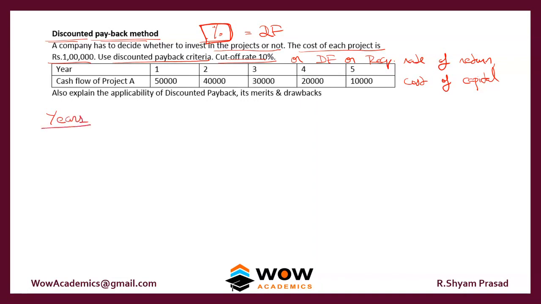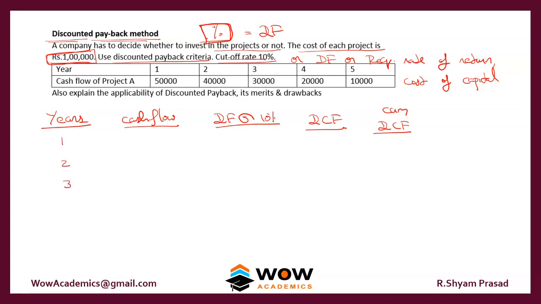So again, we have to start with years. Then we have to get the cash flow. Then we have to get the discount factor at 10%. Then we have to get the discounted cash flow. Then we have to get the cumulated discounted cash flow. Okay, so we don't need to do the full sum. Wherever we could end up with 1 lakh, that is more than enough. So we'll start from there. 1, 2, 3, 4 and 5.